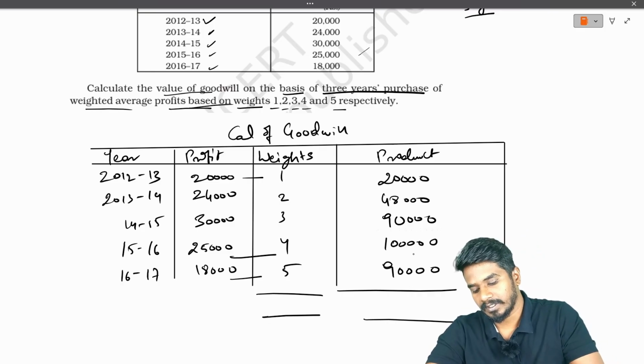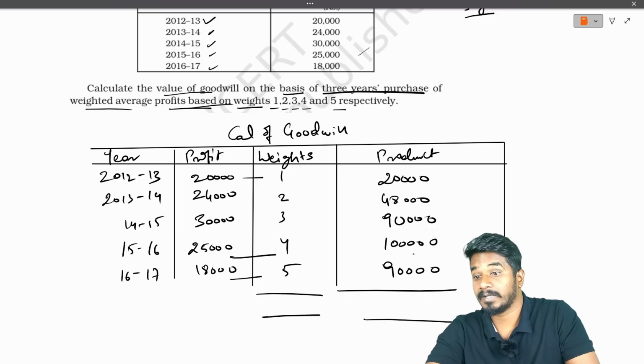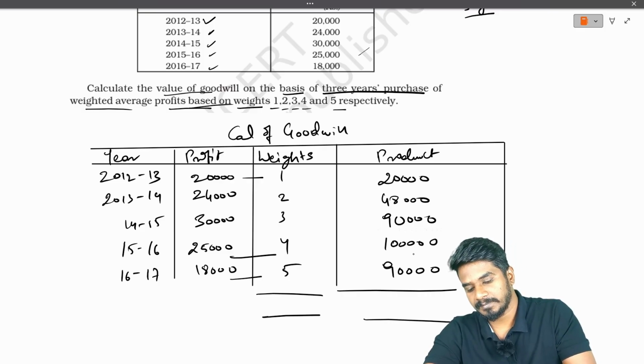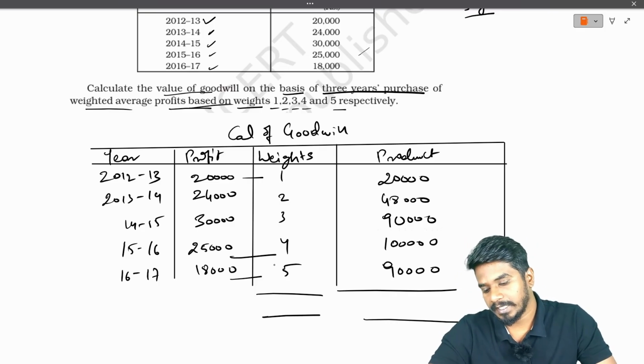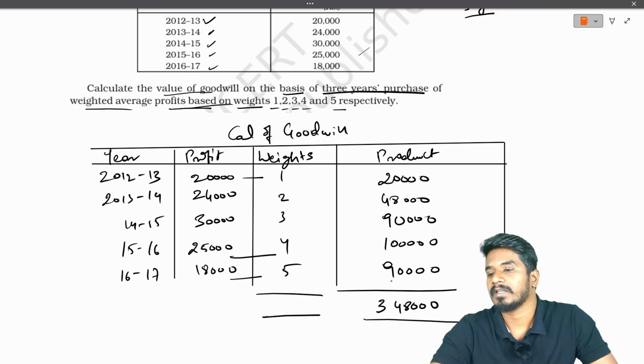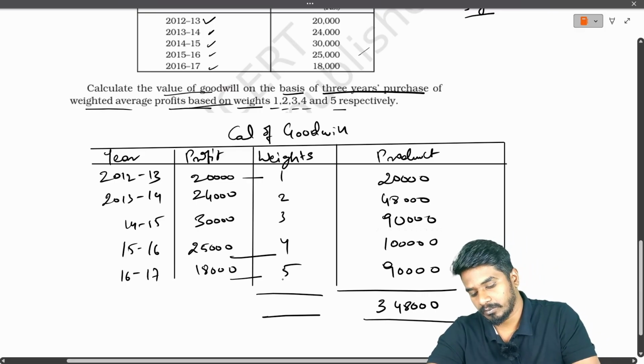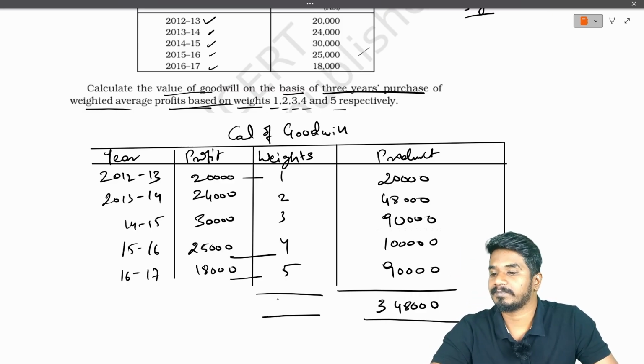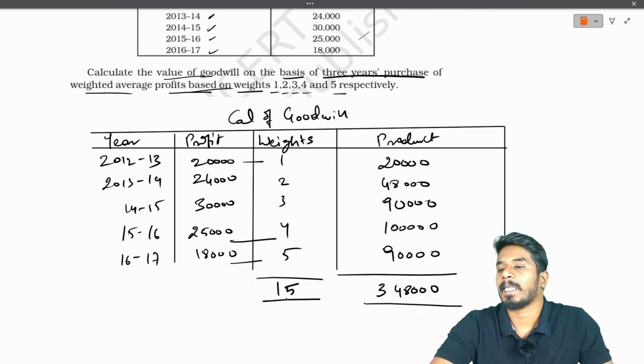Now total the product: 20,000 plus 48,000 plus 90,000 plus 1 lakh rupees plus again 90,000. You will get 3 lakh 48,000. What is the total of weights? 1 plus 2 plus 3 plus 4 plus 5 is 15.